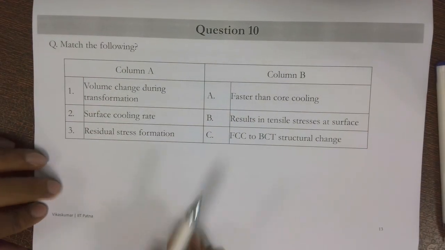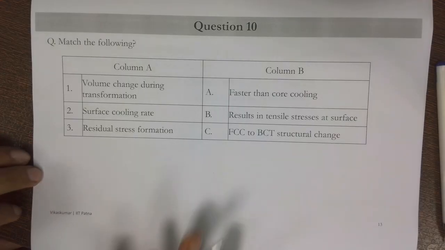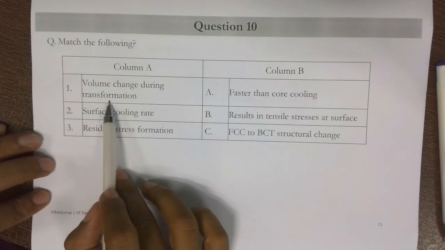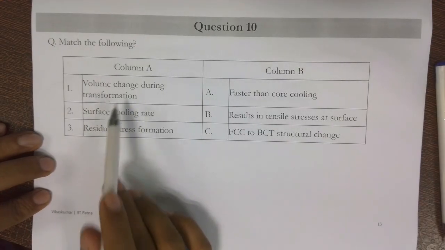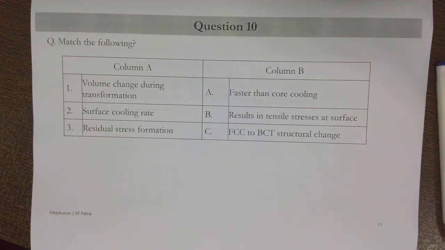Question number 10. Match the pair. Volume change during transformation. We know when we are going from the austenite to the martensite, a phase transformation is taking place. Along with that particular phase transformation, the volume is also changing. Why?